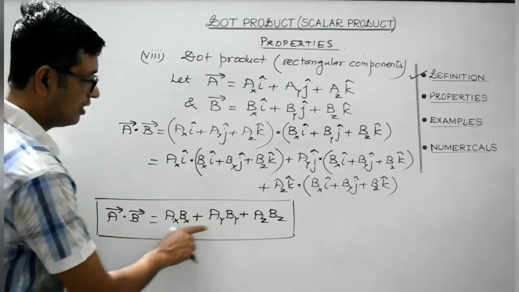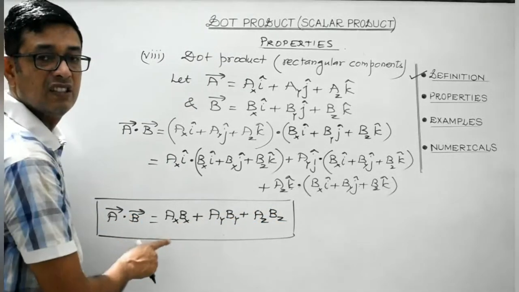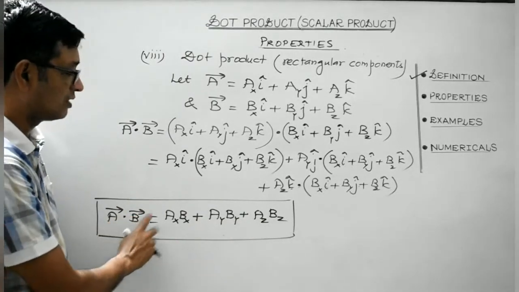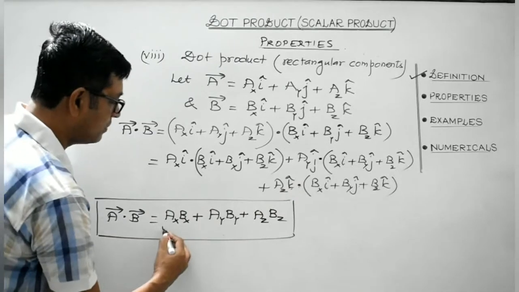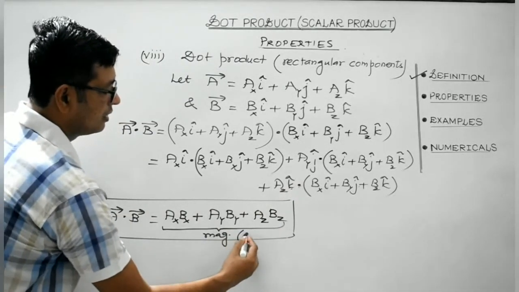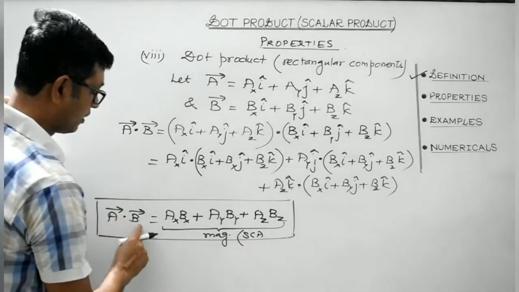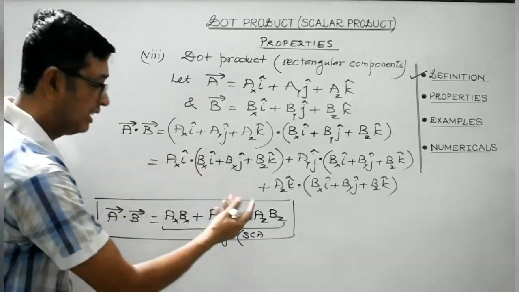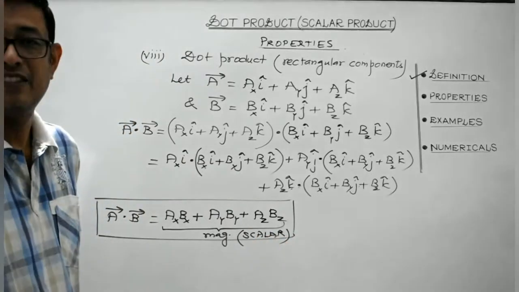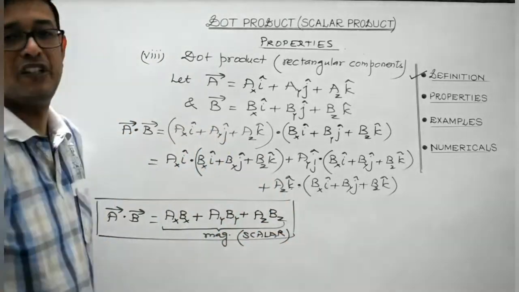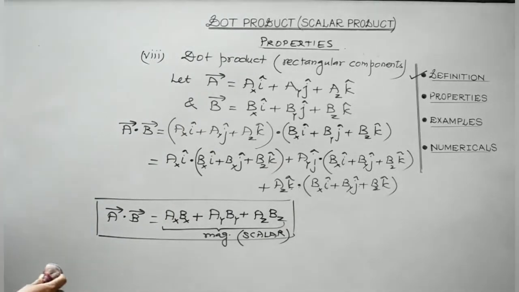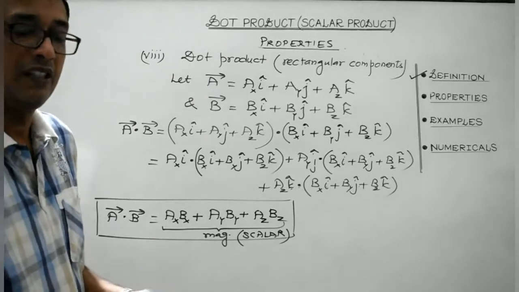Now you can easily check there is no direction involved in the right hand side. So that is the reason why the dot product of two vectors is always a scalar quantity. This is only the magnitude part, and hence the scalar product of two vectors is a scalar quantity. This must be a scalar quantity, right? So please do remember this very, very important result. Understood? Okay, let's discuss another property.